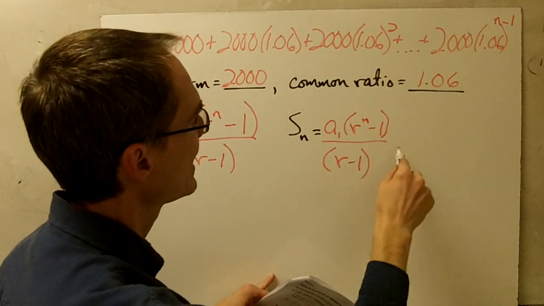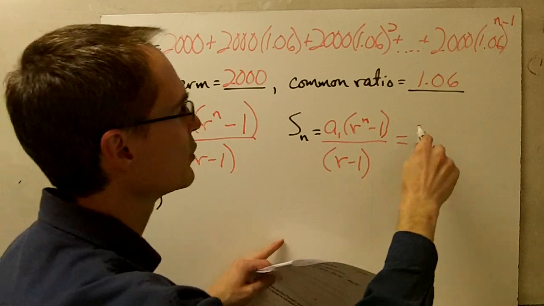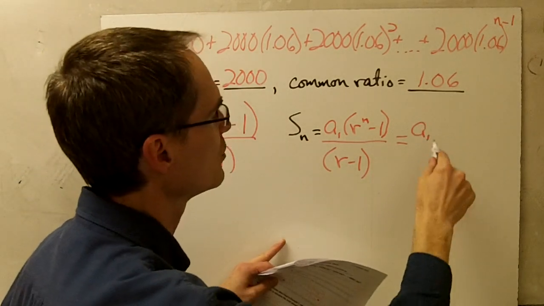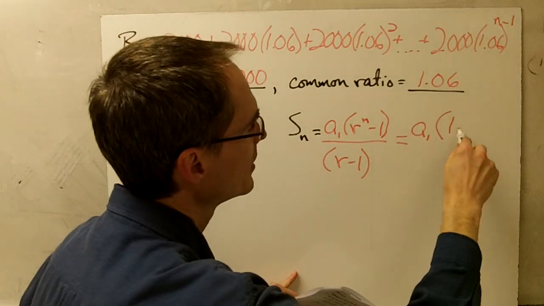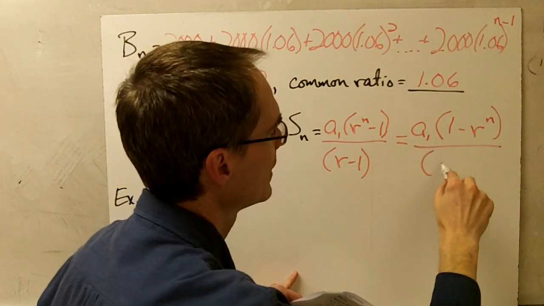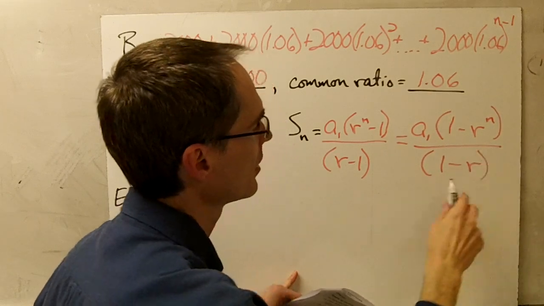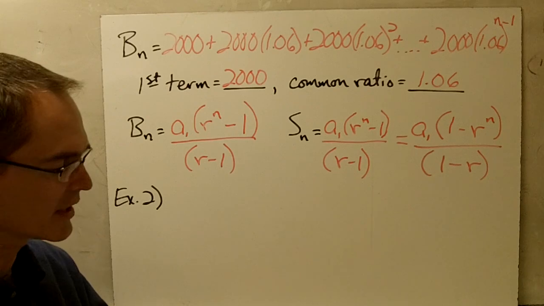R minus 1. And in fact, sometimes you see this formula written in a slightly different way. Sometimes you see it written like this: A sub 1 times, with the 1 coming first, 1 minus R to the nth power divided by 1 minus R. And either one of these formulas will work. So finally, let's take a look here at example number 2.